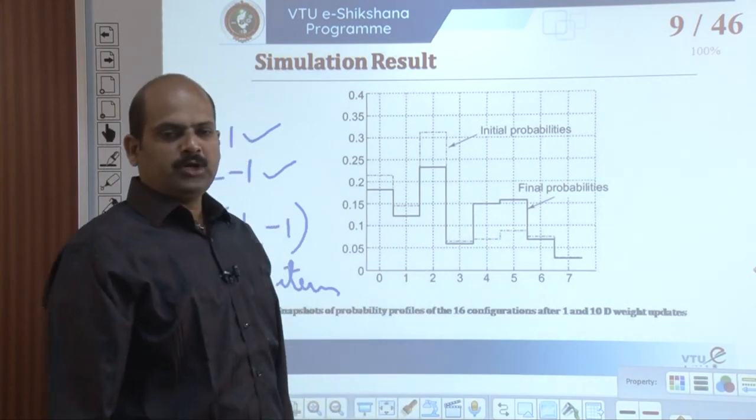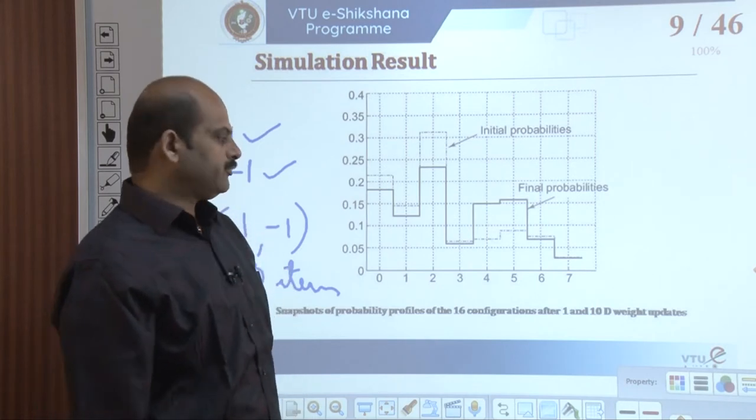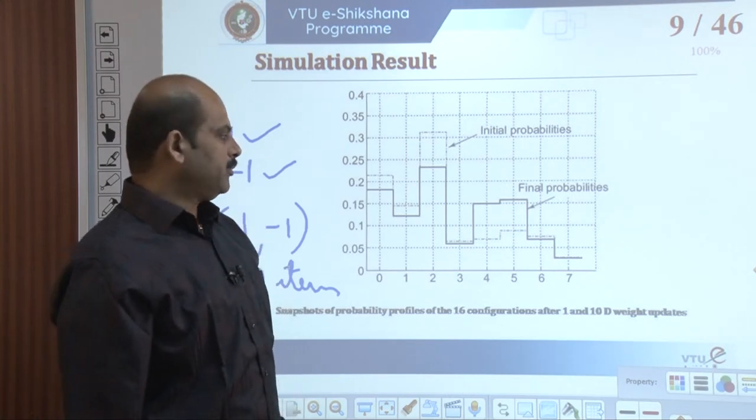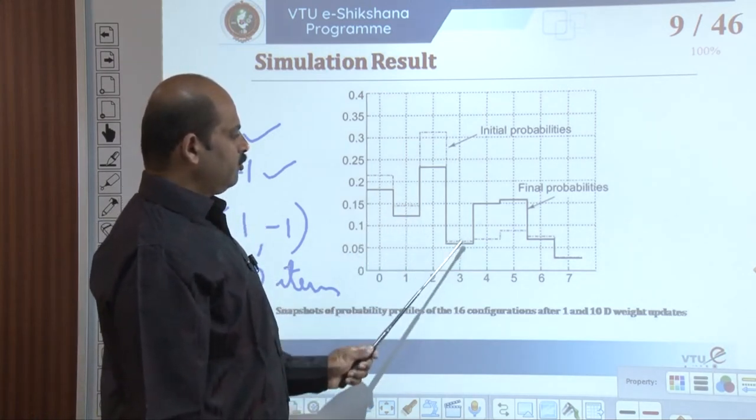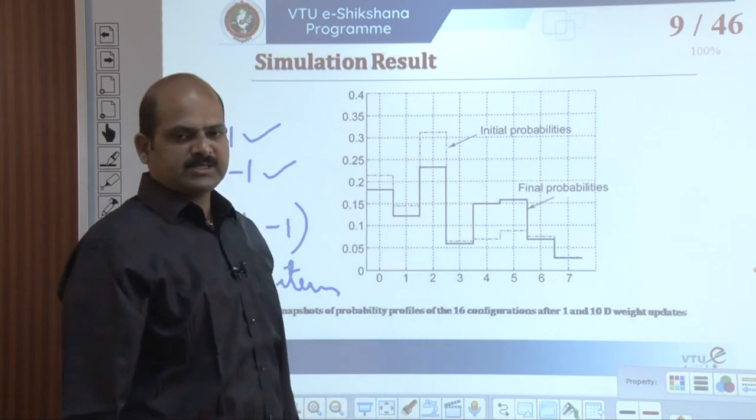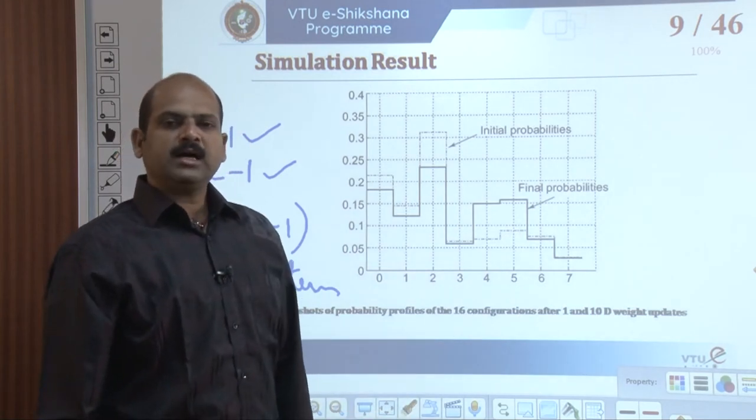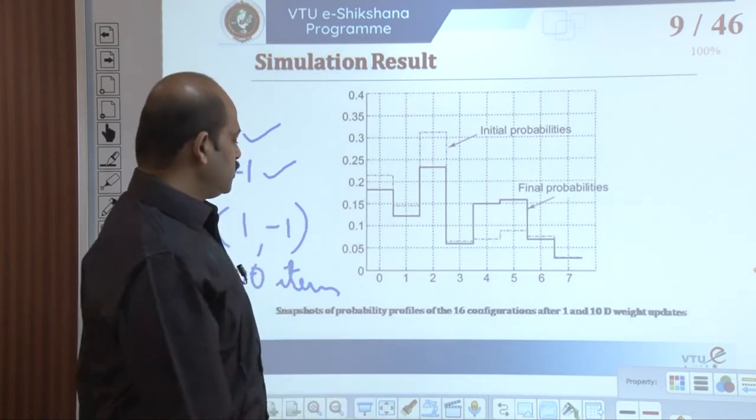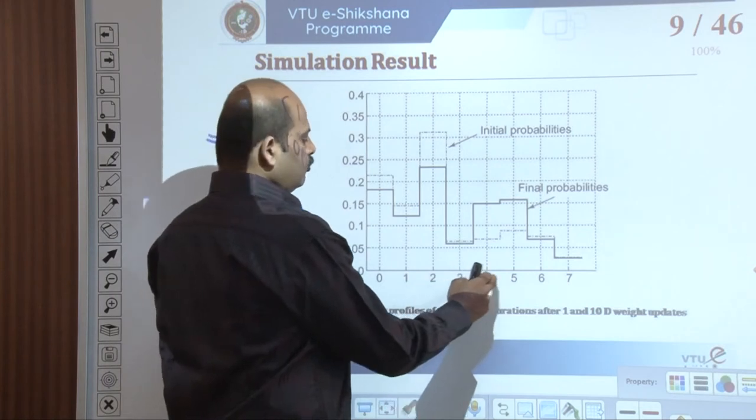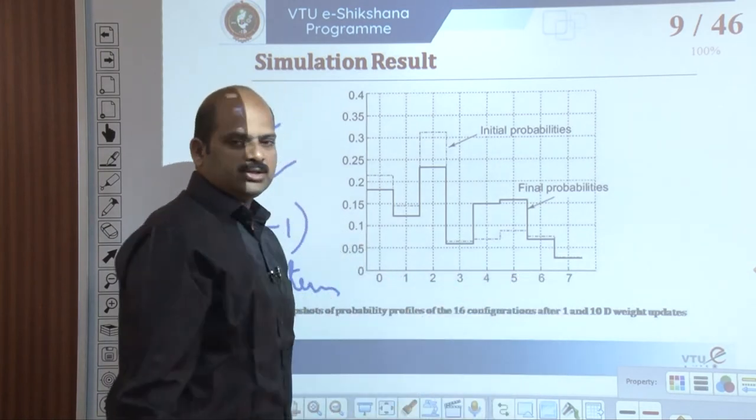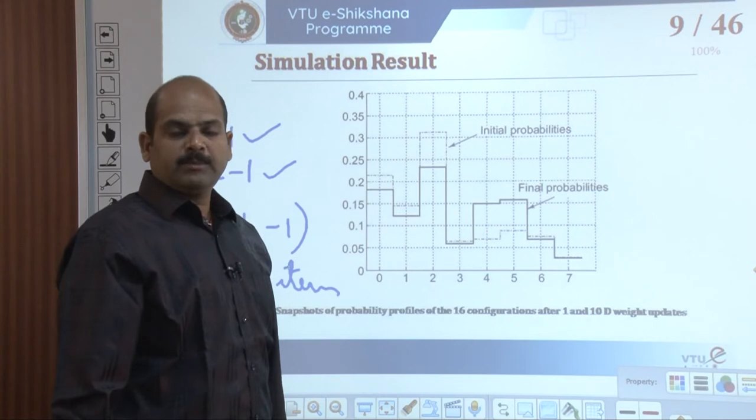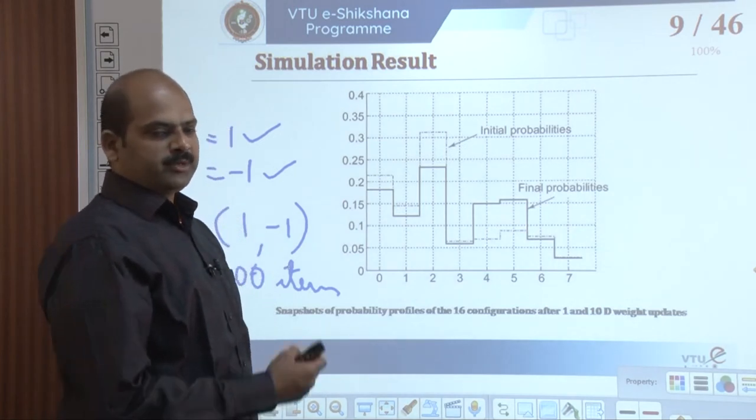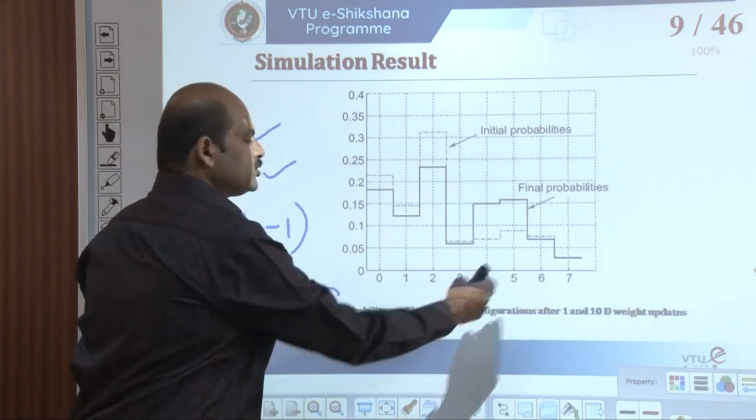So with three neurons, there are 8 possibilities. 2 to the power of 3 is 8 possibilities. So 8 possible states we are going to come across: 1, 2, 3, 4, 5, 6, 7, 8. These are assumed to be numbered from 0 to 7, assuming that the binary representation of these 8 bipolar states is represented from 0 to 7.